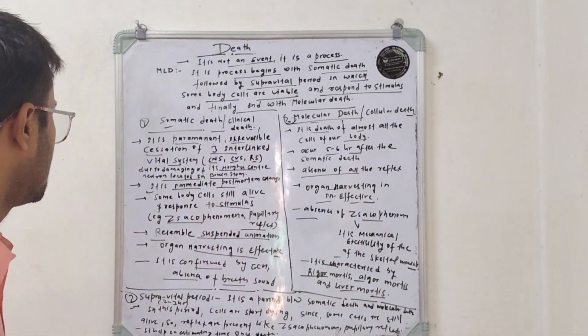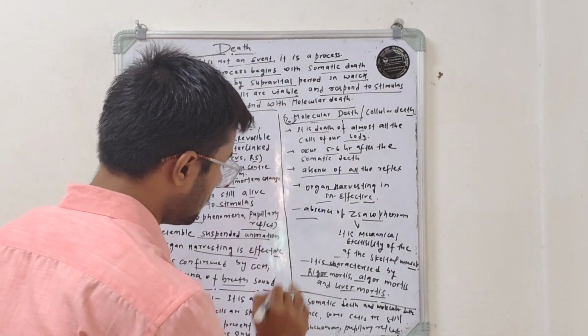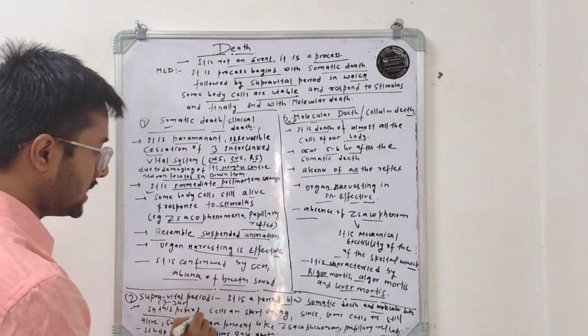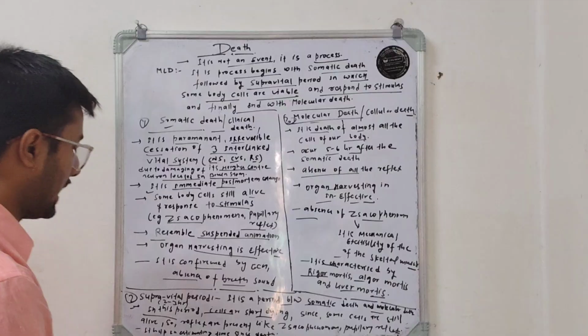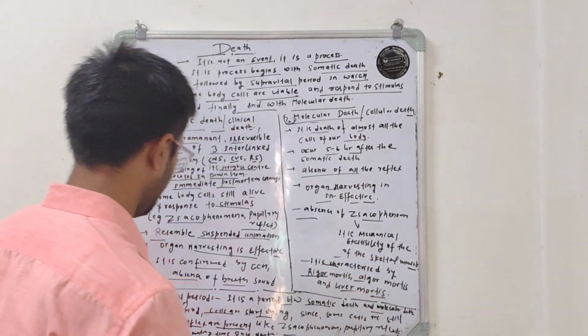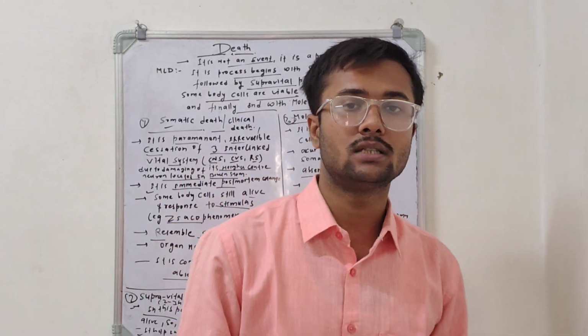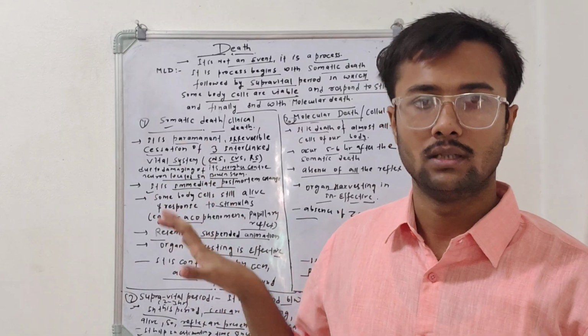Now the third thing is the supravital period, lasting 2 to 3 hours. It is the period between the somatic death and the molecular death. In this period, the cells start dying, but since some cells are still alive, the reflexes are present, like Jacob's phenomena and the pupillary reflex. And one more important point, it helps in estimating the time since death. So these are all about the death.